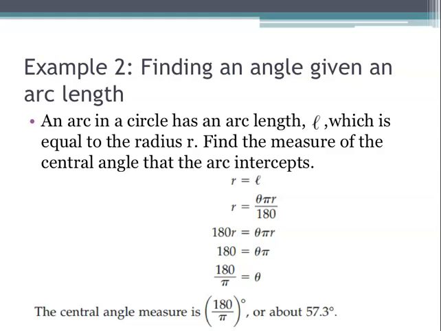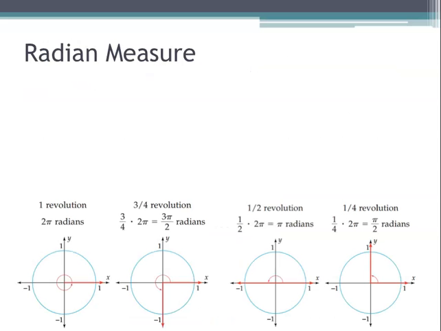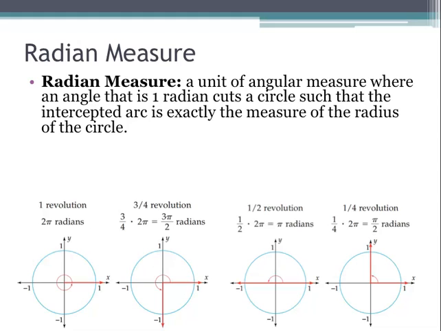So radian measure is a unit of angular measure where an angle that is 1 radian cuts a circle such that the intercepted arc is exactly the measure of the radius of the circle. So in other words, if you take the radius of the circle, you take whatever that length is, and you line it up along the circumference, right? Whatever that angle that makes is going to be what we call 1 radian.